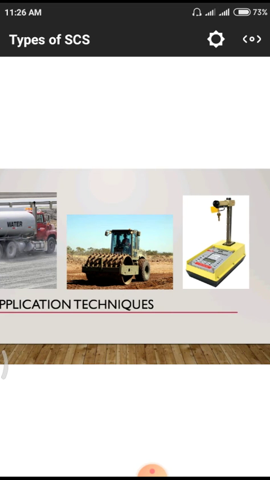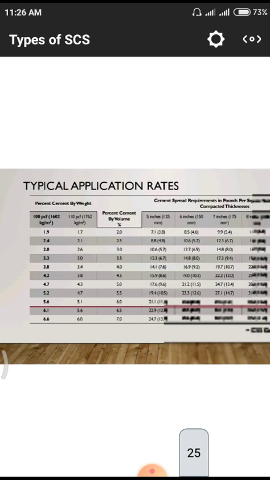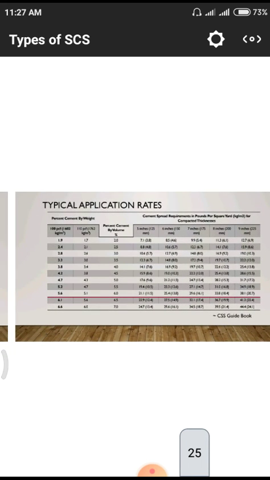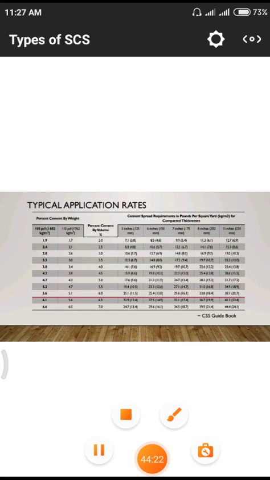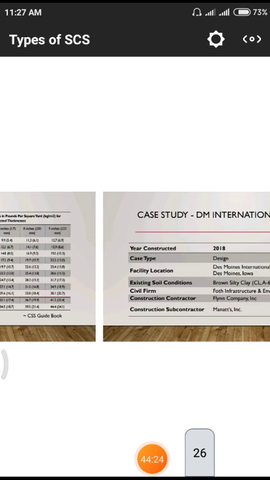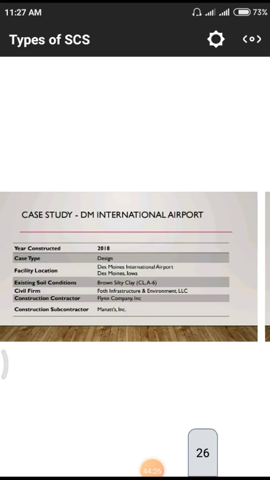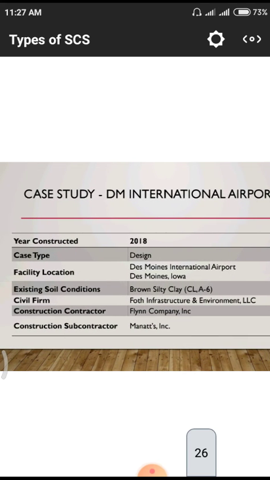This is the weighing machine; it is a machine that gives exactly how much water content is there in the soil. These are the different application rates. And once we have to go for different case studies.